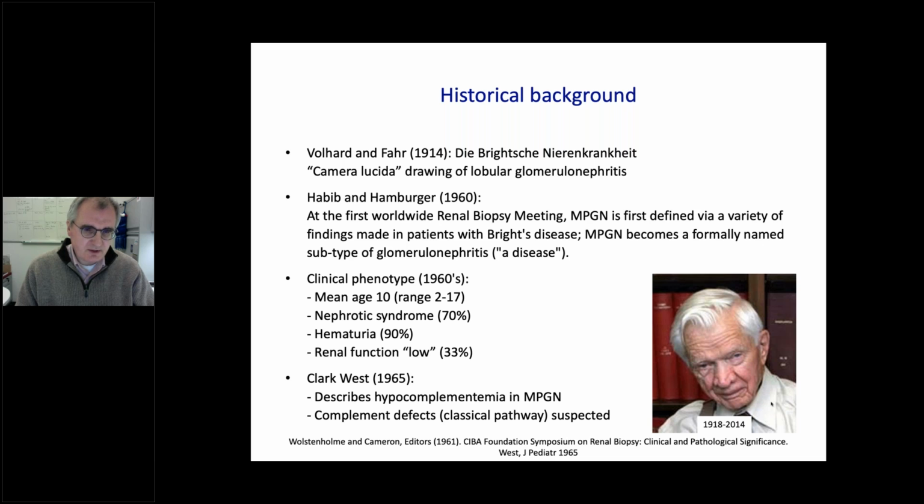And around the same time, people associated with this histological finding a clinical signature with an early disease onset in pediatric age, and the lead symptoms of proteinuria up to nephrotic range, hematuria, and decrease in kidney function. It was already in the 60s of the last century that Clark West, just to pay a tribute to him, I show his picture here, and I had the pleasure to meet him once, introduced into the literature the concept of a role for complement in MPGN when he described hypercomplementemia in MPGN, and suspected at that time that the classical pathway was involved.